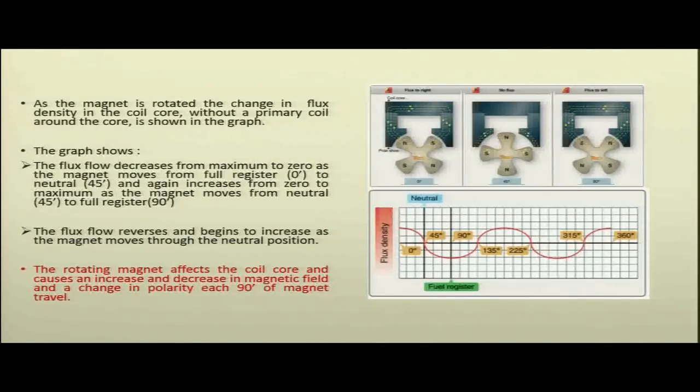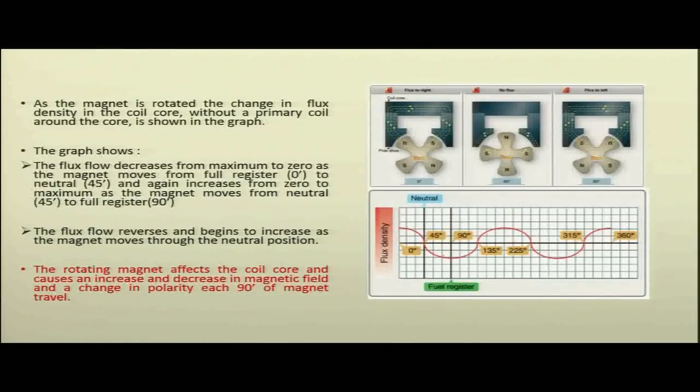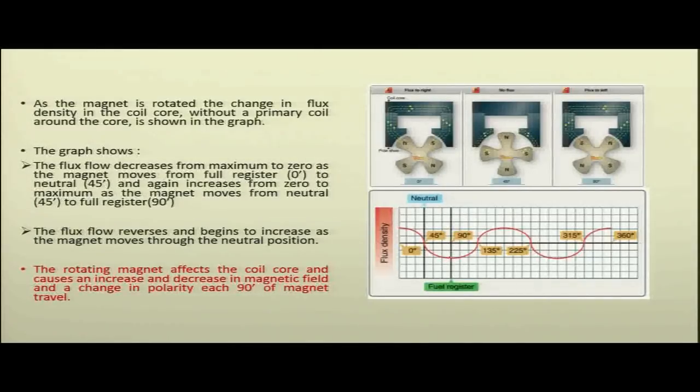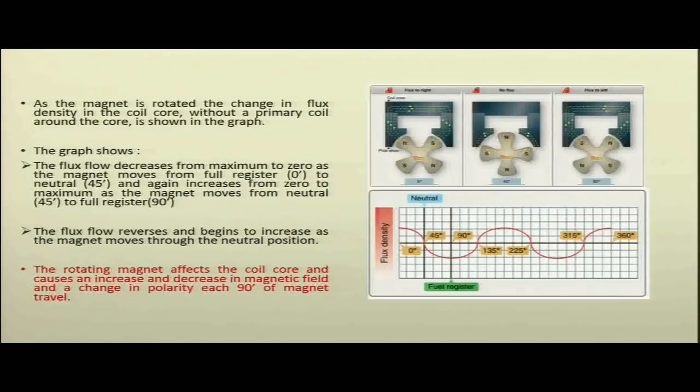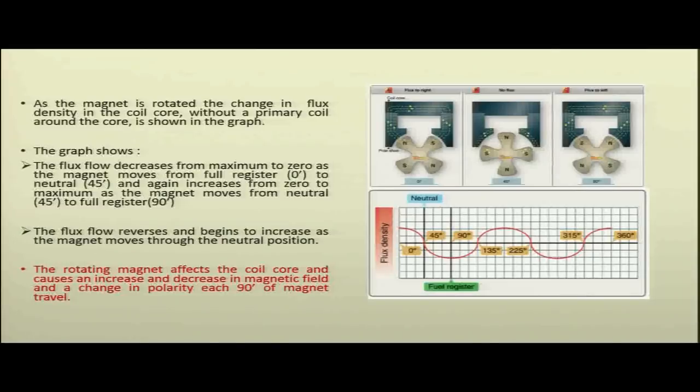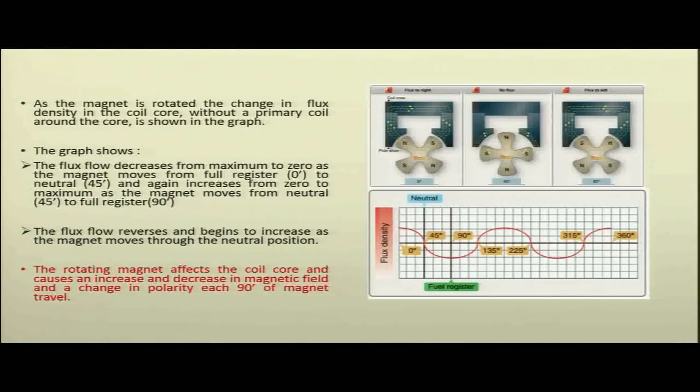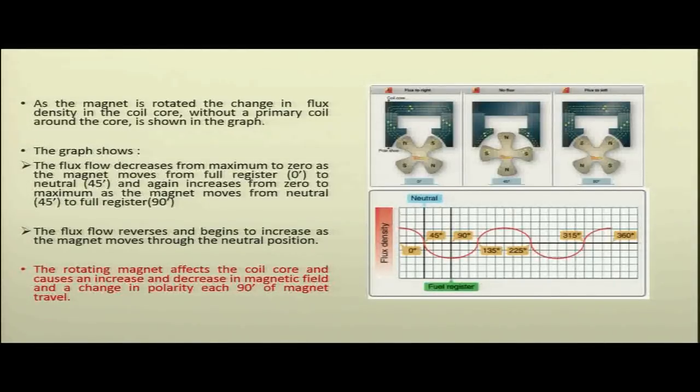In this graph you can observe that from 45 to 90 degrees the flux has again started to increase, from 0 it is increasing but in the opposite direction, and at 90 degrees it is again in the full resistor position but in the opposite direction. The flux flow reverses and begins to increase as the magnet moves to the neutral position. The rotating magnet affects the coil core and causes an increase and decrease in the magnetic field and a change in polarity each 90 degrees of magnet travel.